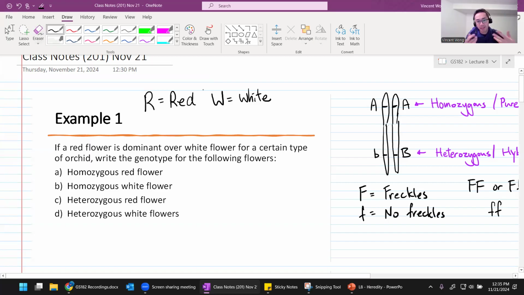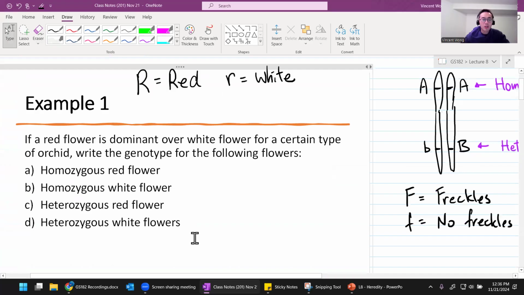Right? This is a very common mistake people make when they're trying to solve these problems. Okay, so use the same letter. It might not seem like a big deal, but it actually is. Okay, like when you try to solve more complicated questions, and then you have too many alphabets, you end up confusing yourself. All right. So let's try to come up with a genotype for homozygous red flower.